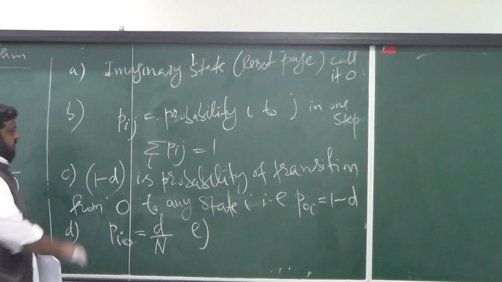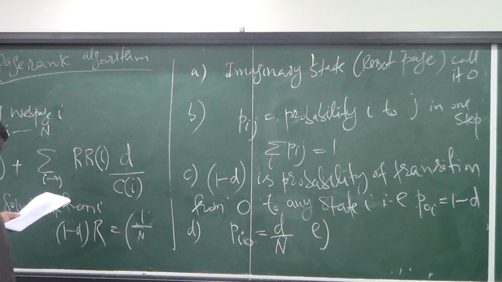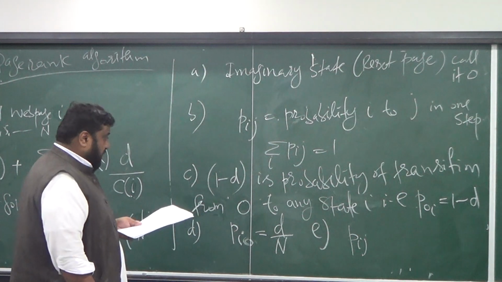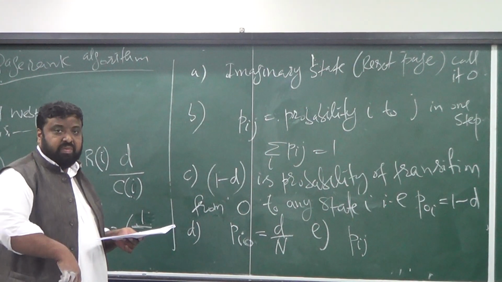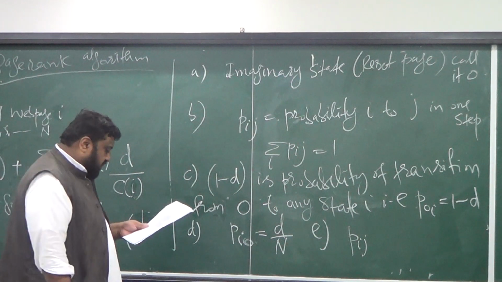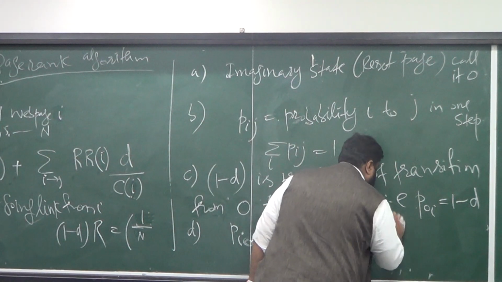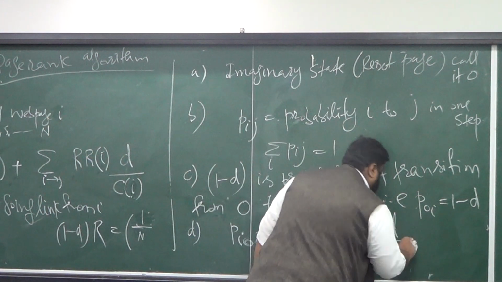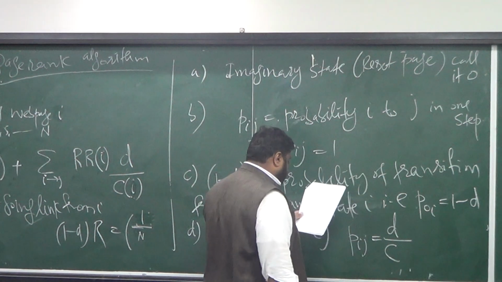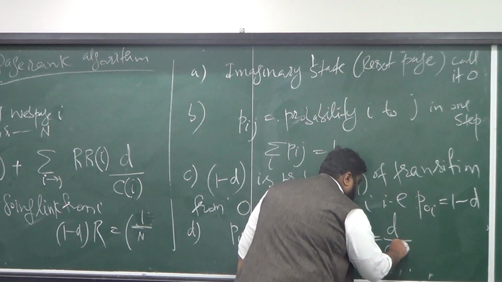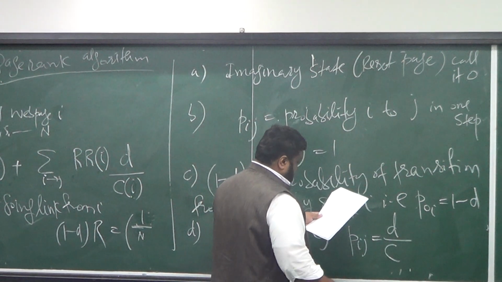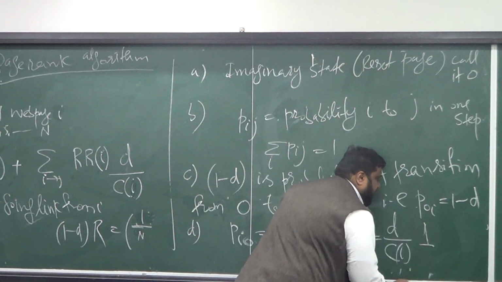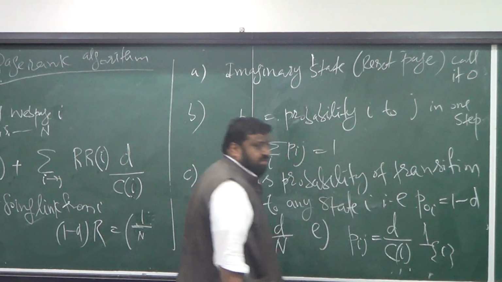So it's just making notational points. Now I would like to talk about Pij. Pij is the probability that you are on page i and you will transit to page j. It is going to be d divided by the number of references that i makes, multiplied by the indicator function of being in state i.